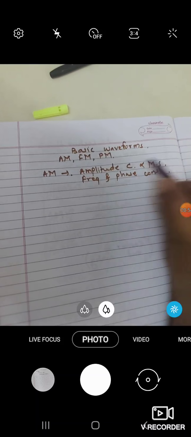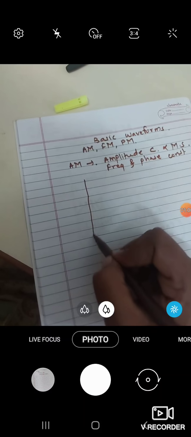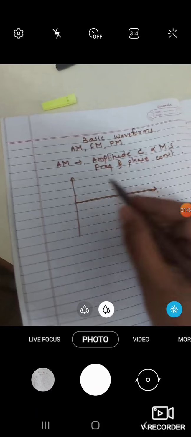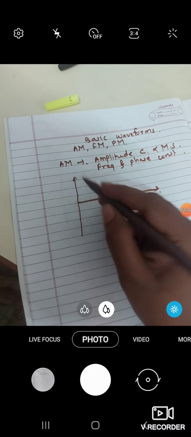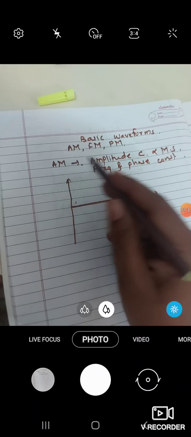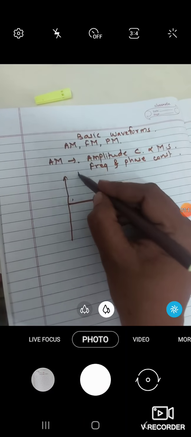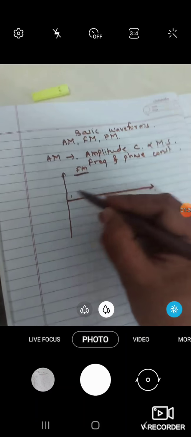So already we have seen how to draw the diagram of FM and PM, but I will revise as per your demand. I am revising it quickly, and then we will go for the diagram of amplitude modulation. By taking some sinusoidal signals, we will draw that particular waveform of the AM signal. So first we will draw the diagram of FM.